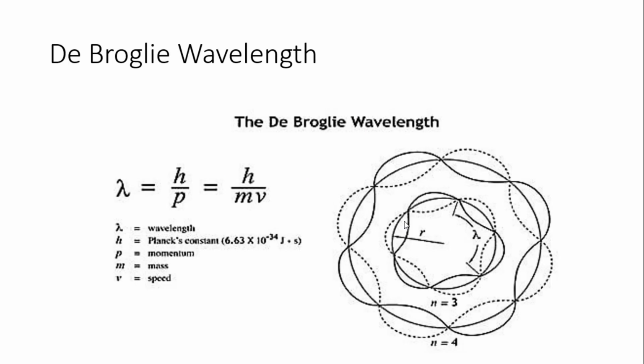And finally, we're going to talk about the de Broglie wavelength. We've talked about it a little bit in past videos, but essentially, the de Broglie wavelength is the wavelength for a particle, and it states that it's equal to h, Planck's constant, over momentum, which again is mass times velocity. But Planck's constant over the momentum of a particle is going to be equal to its wavelength.